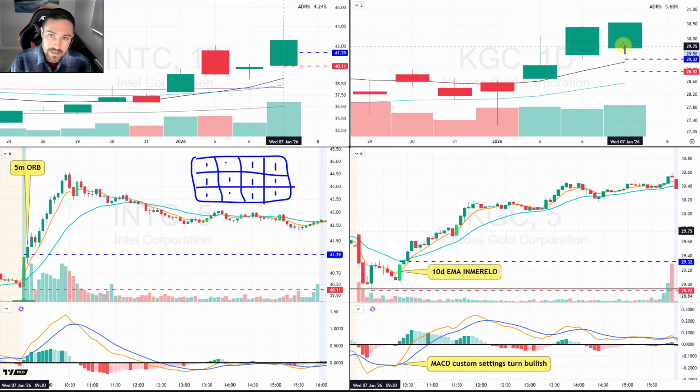If we go to Kinross here, this is what I call an Immorella, okay? So you can see on the daily chart here, it flushes down. The open is here, it then flushes down to the 10-day and then reverses like that. I drew that really badly, didn't I? But this black line that you see, that's a 10-day EMA, okay?